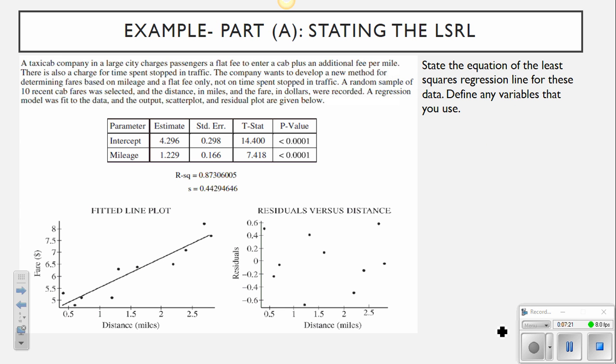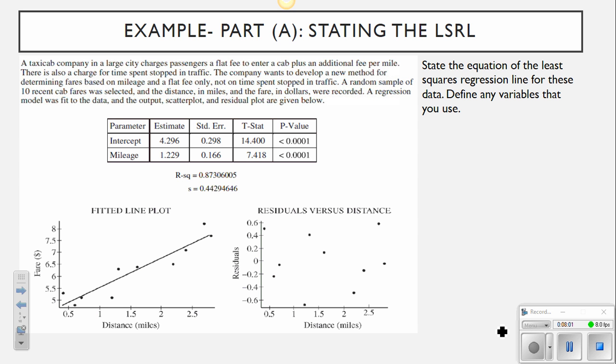So here we have a taxi cab company in a large city that charges passengers a flat fee to enter a cab plus an additional fee per mile. It's almost like Uber, right? Uber charges you for how far you go, but they calculate that cost up front. Back in the day, you had to pay a certain fee plus for how far you traveled. Has anybody ever been in a regular taxi versus an Uber? When you enter the car, you pay money, and then for how far you go, you pay based off that distance. That make sense?